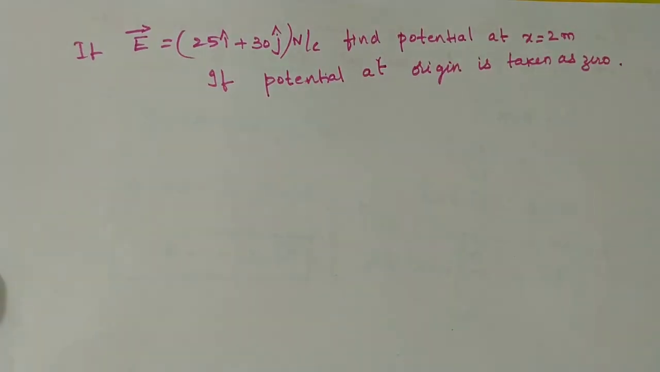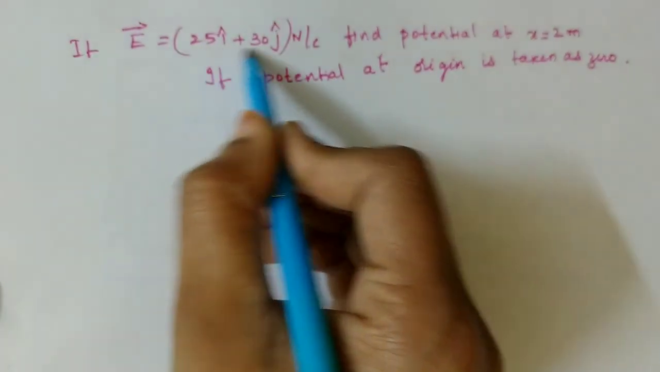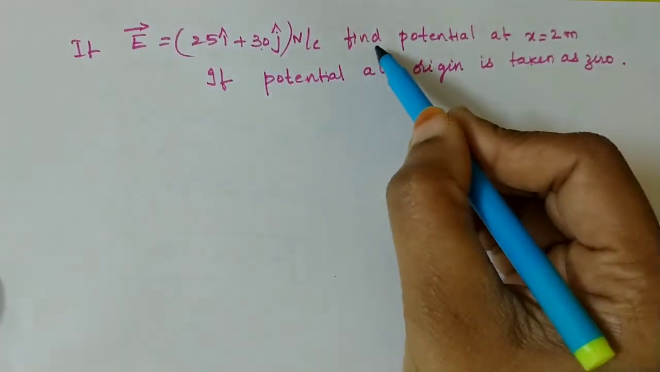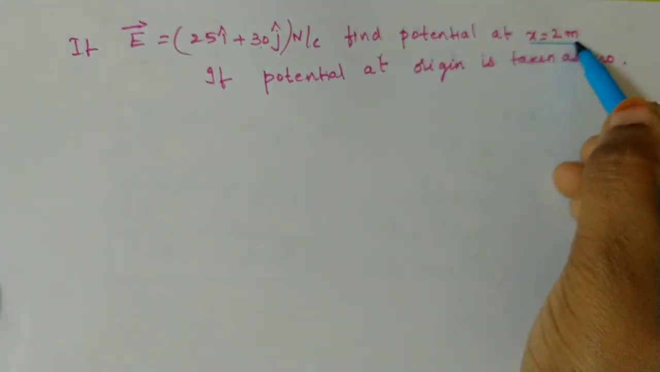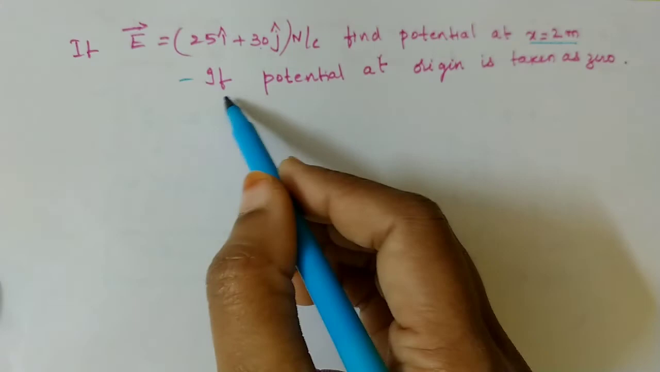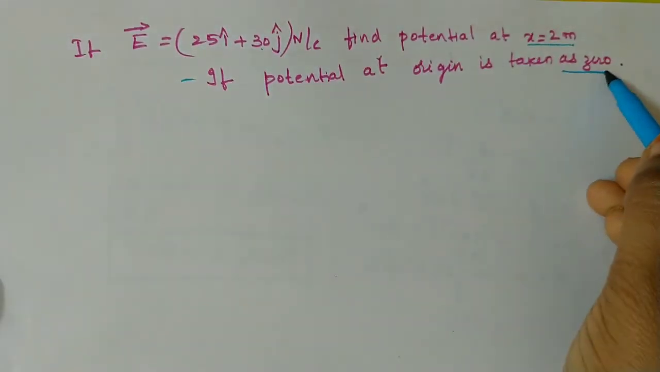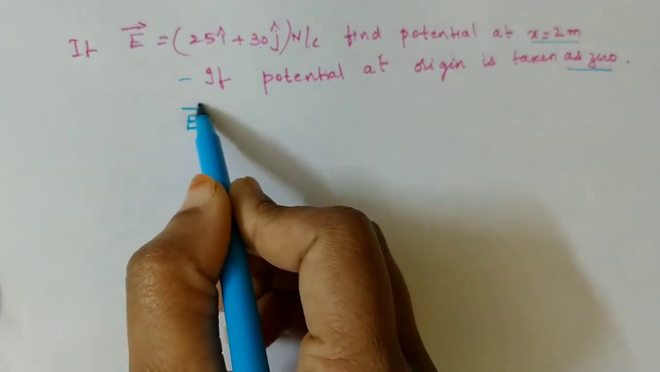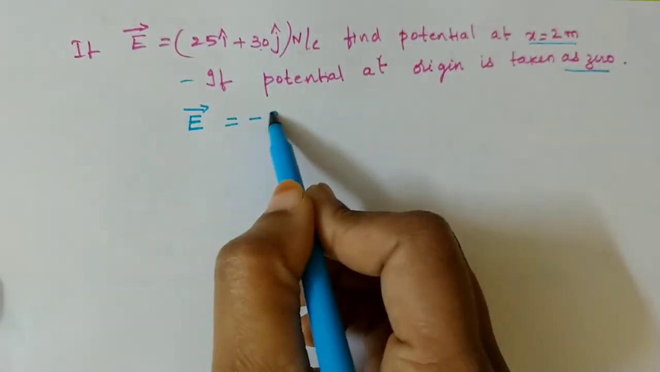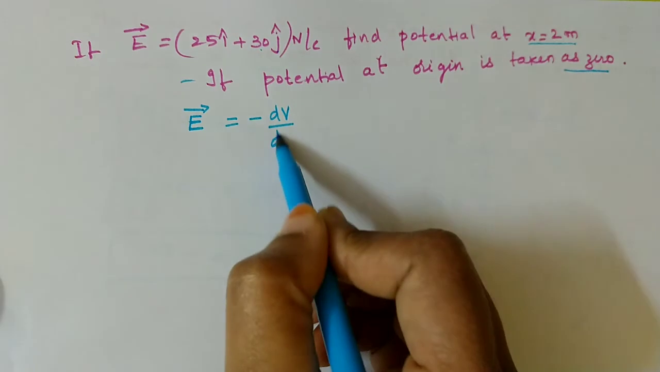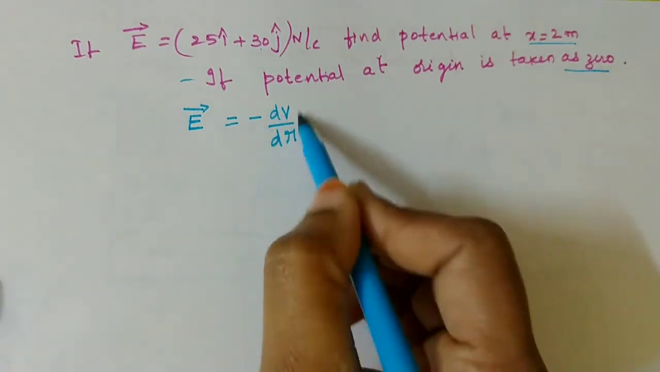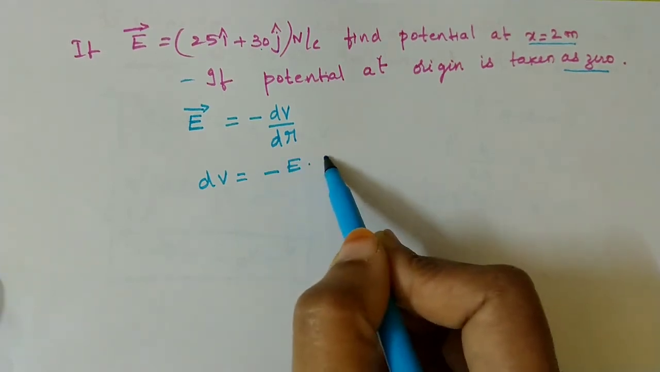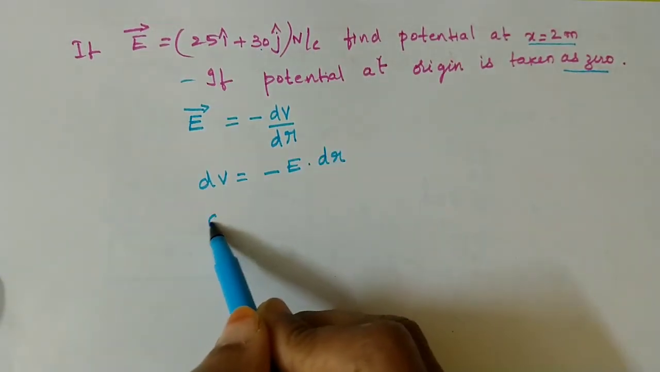Now look at this question. Here the electric field is a vector which is given as 25i plus 30j, and they are asking you to find potential at x equal to 2 meter, but make use of this if potential at origin is taken as 0. Now coming back to the relation between electric field and potential, we know E is equal to minus dV by dr.